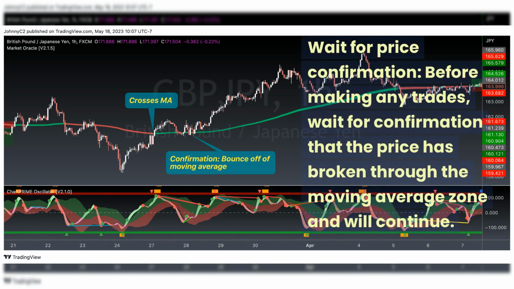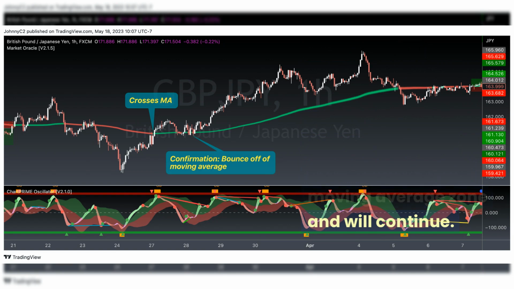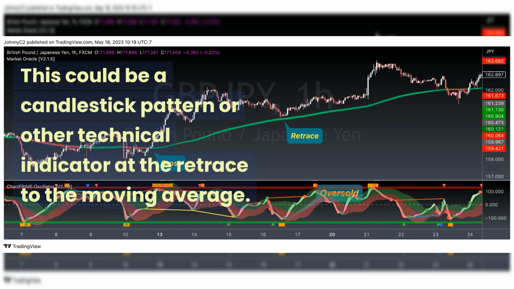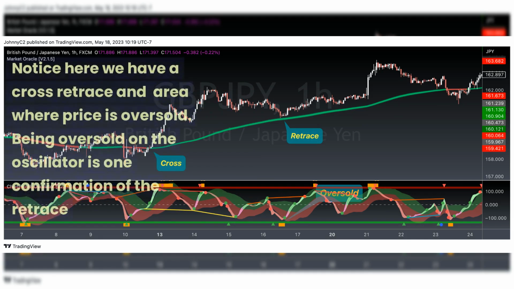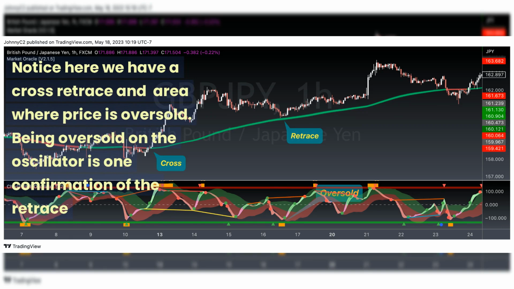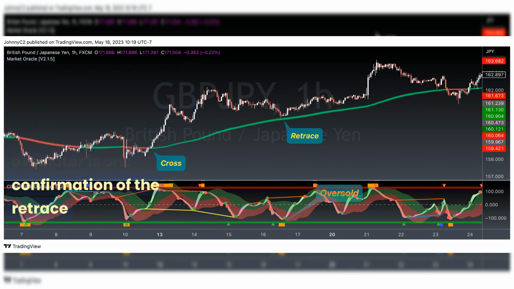Wait for price confirmation. Before making any trades, wait for price confirmation. Make sure that price has broken through the moving average zone and will continue in that trend. This could be a candlestick pattern or other technical indicators at the retrace to the moving average. Notice here we have a cross retrace and an area where price is oversold. Being oversold in the oscillator is one confirmation of the retrace.